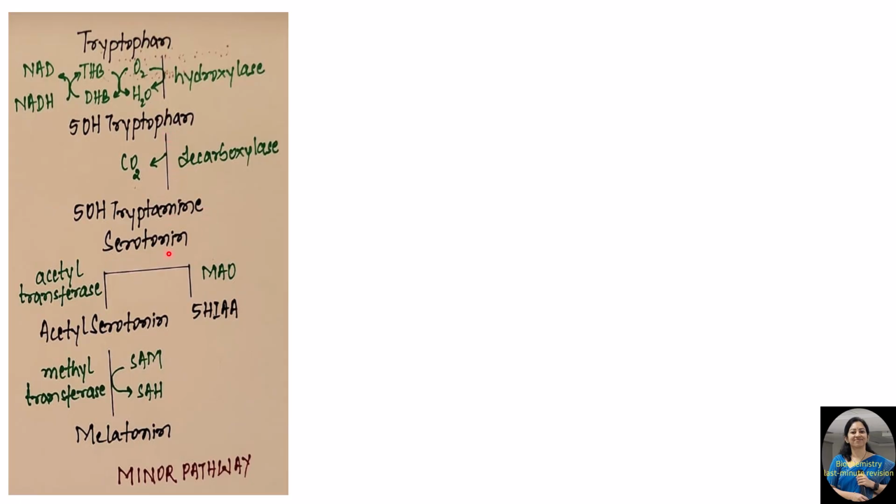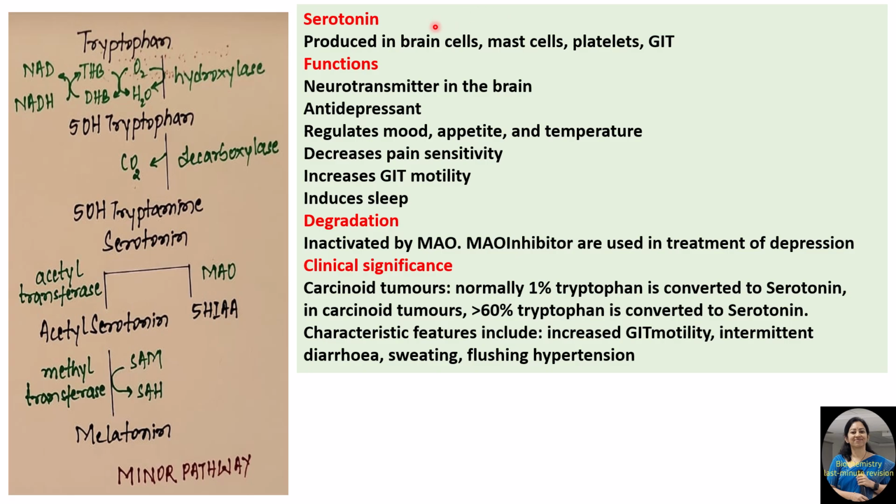Now this serotonin undergoes acetylation with the help of the acetyltransferase enzyme to form N-acetyl serotonin, and this undergoes methylation with the help of methionine, which acts as a methyl group donor. The active form of methionine, S-adenosyl methionine, is a methyl group donor which gets converted to S-adenosyl homocysteine, and N-acetyl serotonin gets converted to melatonin. Serotonin also takes up another pathway where it is acted upon by monoamine oxidase, which converts serotonin to 5-hydroxyindoleacetic acid. Now let's understand the importance of serotonin.